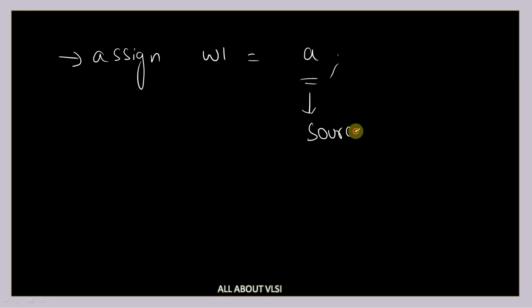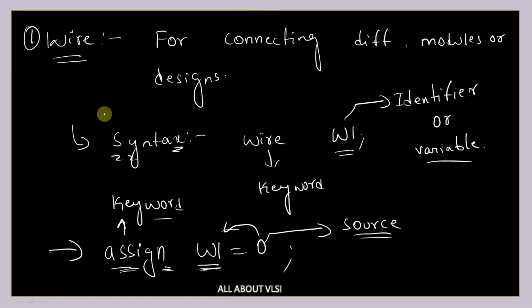If I write assign w1 is equal to a, this a is my source. This a is my source which is continuously driving the data to my wire. This is my wire, and this is the keyword which I use with wires or net data types for updating the values. One more important point, I am stressing this many times because we are not going to store any data into the wire. We are continuously going to drive the value into the wire. There is a difference between that. So this was about your wires.